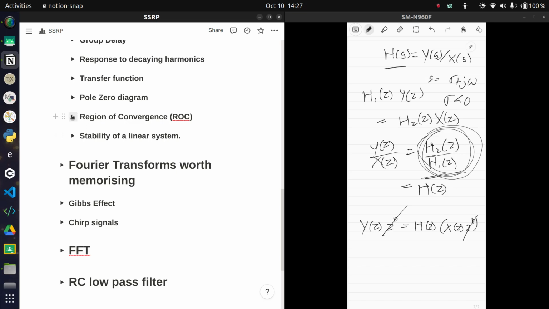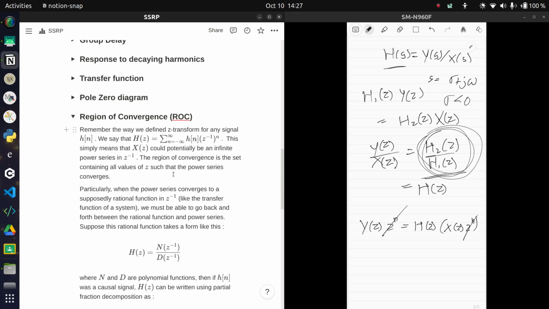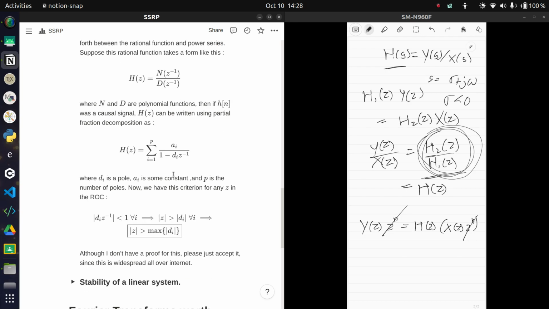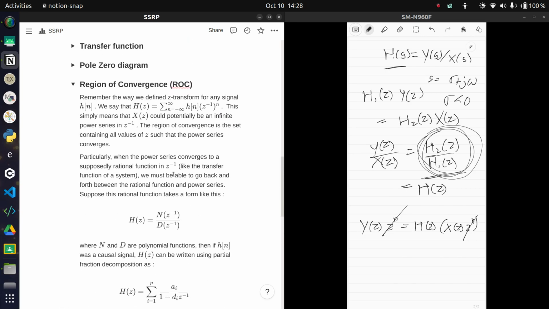Okay, then there's this whole thing about region of convergence, which I don't like the way it's being taught to me, but I'll just go through it. Remember the way we defined the z transform for any signal h of n? We can say that H(z) is this thing. I kind of skipped this definition, but in any case, I hope you can learn it on your own.